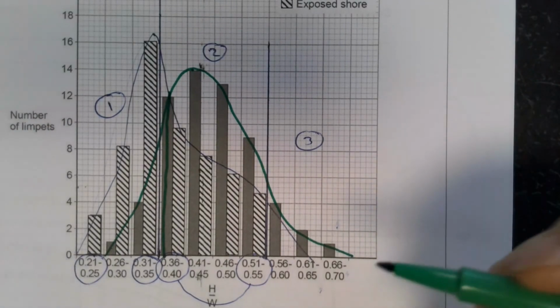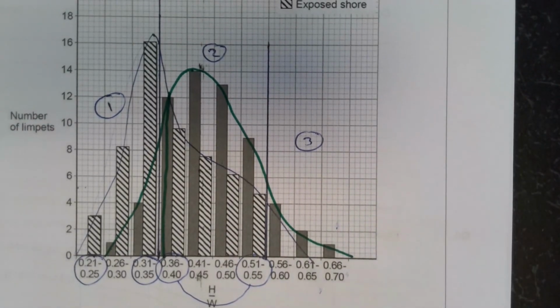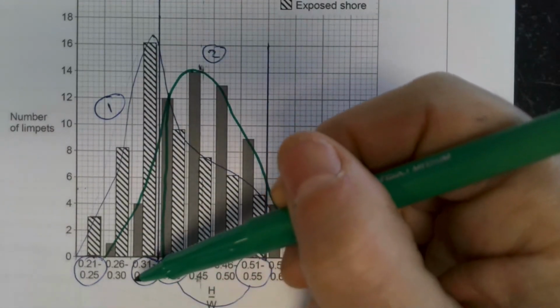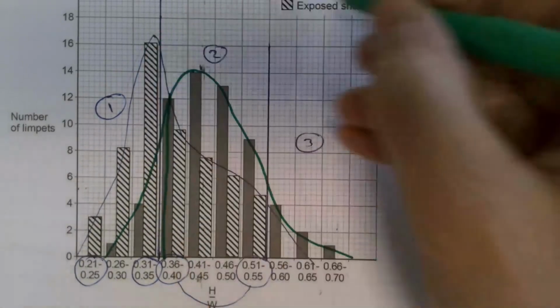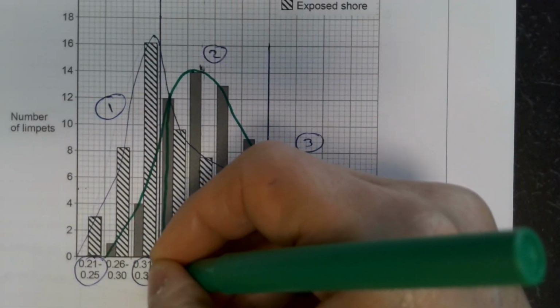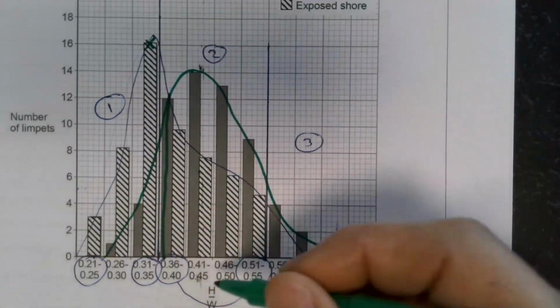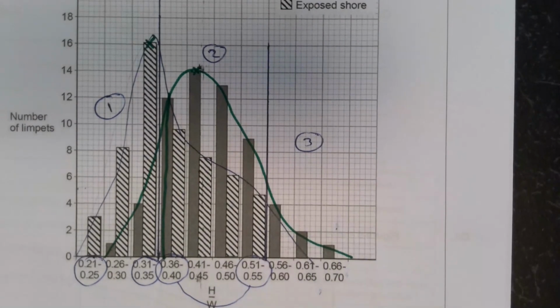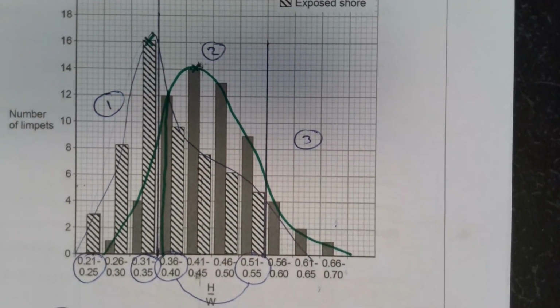All we're ever doing is taking the graph we've got and splitting it up into regions, and identifying what happens in each. If you wanted to here, you could have easily said that the most number of limpets for exposed shore was for H over W 0.31 to 0.35 here, whereas the highest number of limpets for the sheltered shore was here. That's another comparison as well. Up to you how you do it. Okay, I hope that helps.